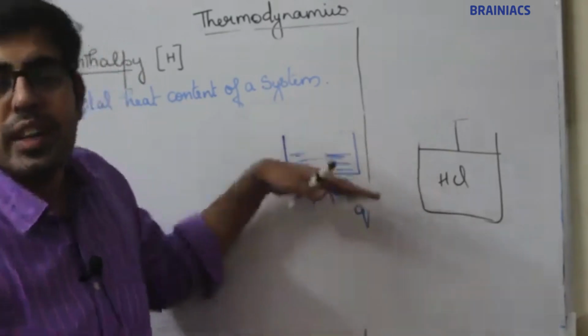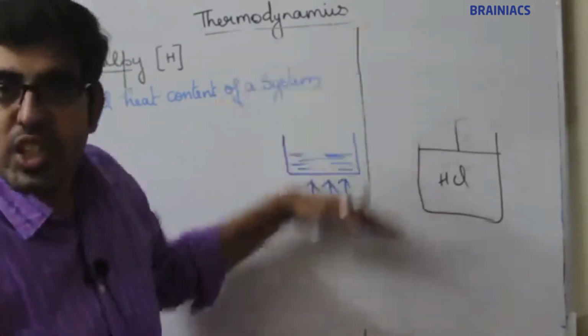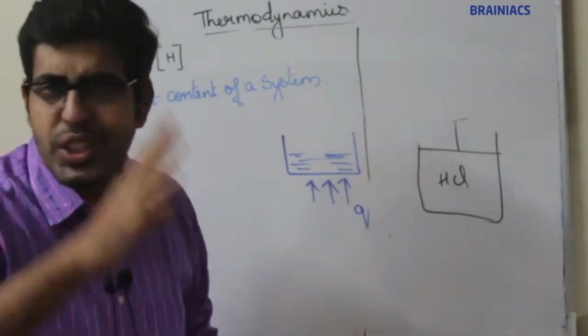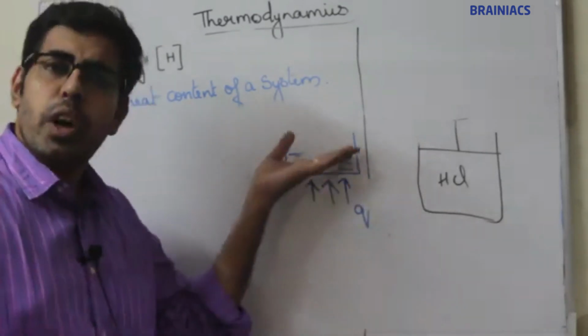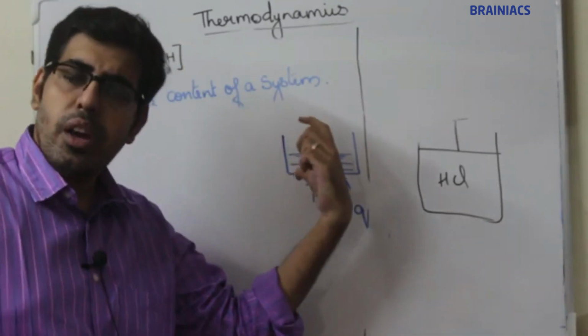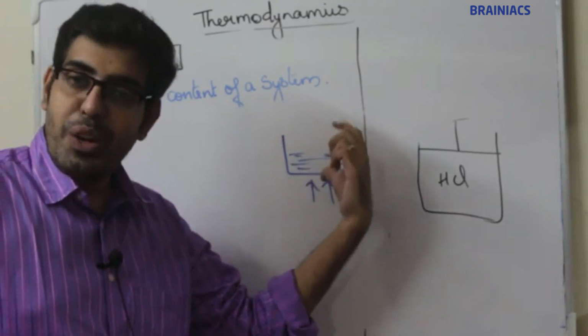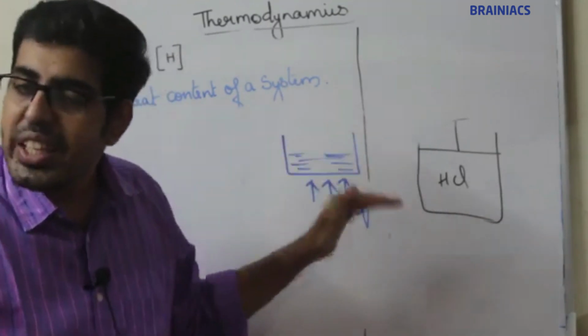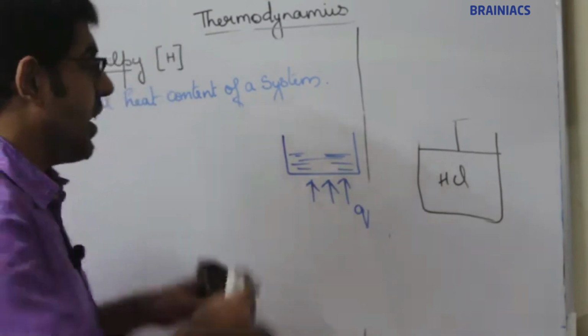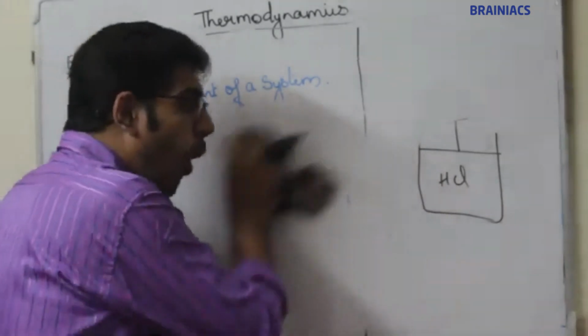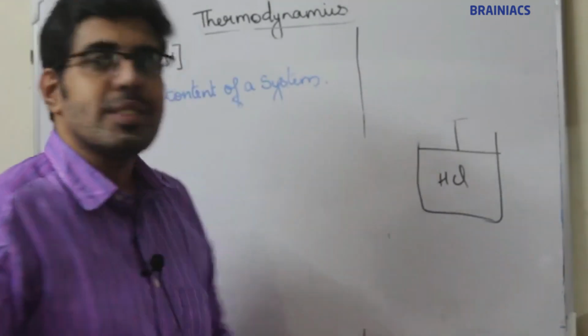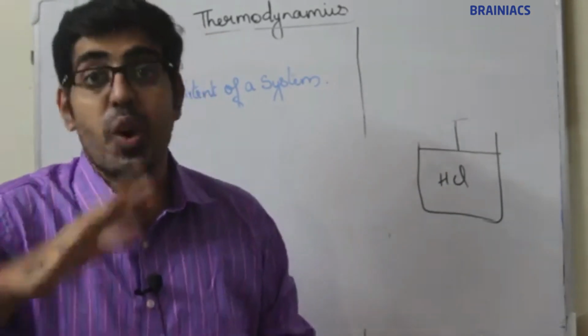Along with internal energy, there is a change in volume. Right? There is a change in volume, because when you heat water, it will evaporate to water vapor, so the volume changes. Okay. Now, all the processes in the universe are not taking place at constant volume.